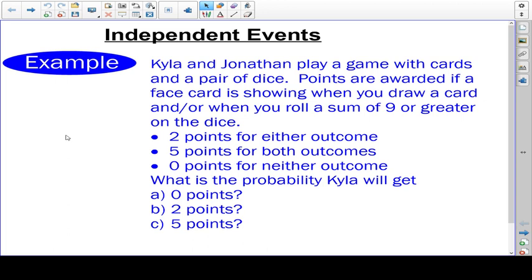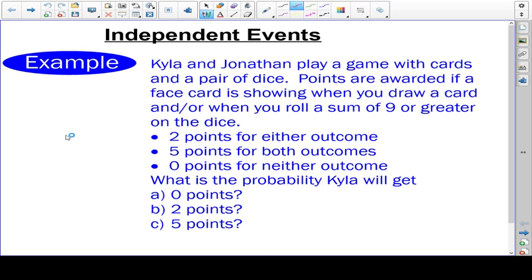Kyla and Jonathan play a game of cards and a pair of dice. Points are awarded if a face card is showing when you draw a card and/or when you roll a sum of 9 or greater on the dice. If you get one of those outcomes, you get 2 points. If you get both of those outcomes, you get 5 points. And if you get neither of those outcomes, you get no points. What's the probability of 0 points, 2 points, and 5 points?